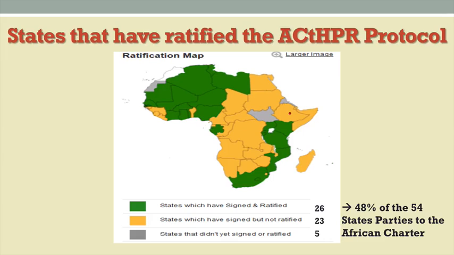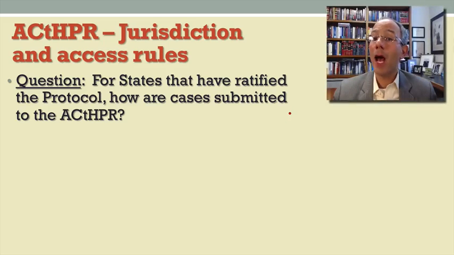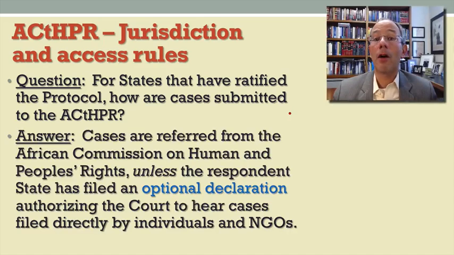Now, let's talk about how a case actually gets to the African court once a country has in fact ratified the protocol. So how do those cases get to the court? Well, there are a number of different ways, as we'll see. The main way is that cases are referred to the court by the African Commission on Human and People's Rights.